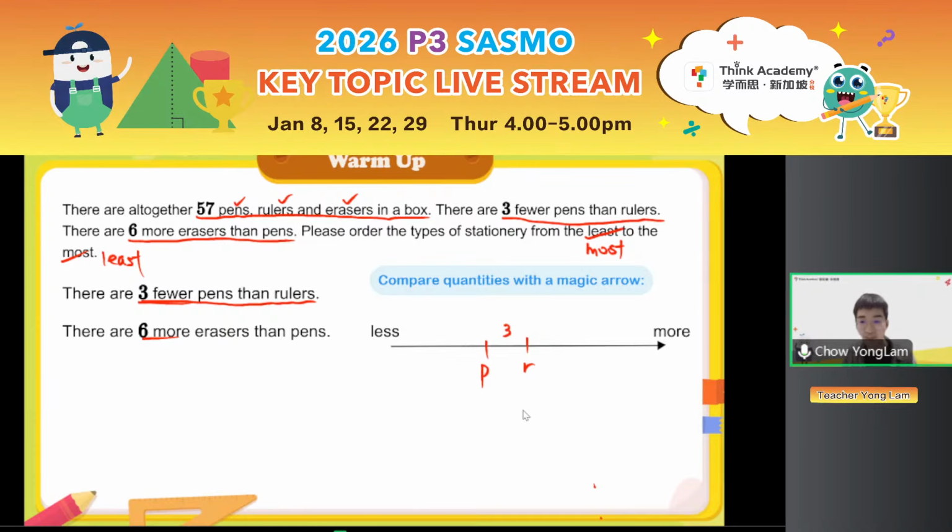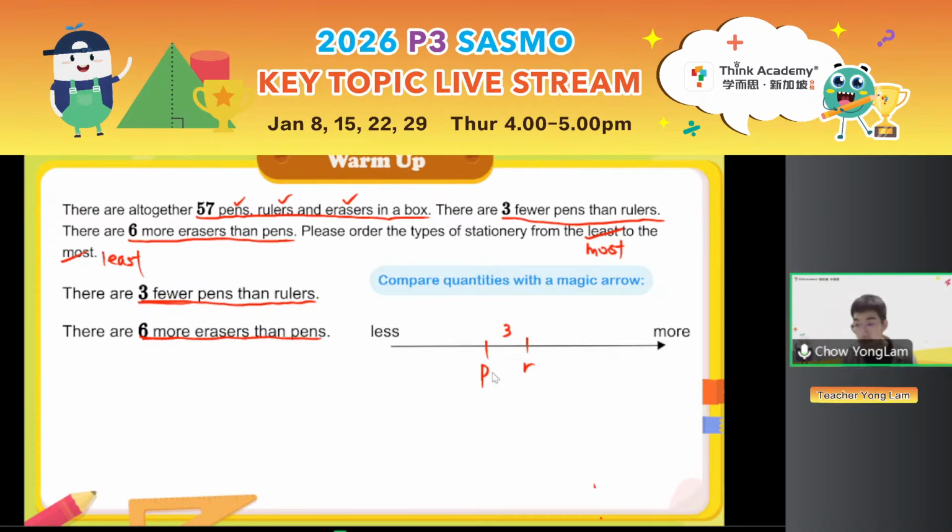This is a 3. Also, there are 6 more erasers than pens. Wow, eraser is also more than pens. So erasers more than pens. It should be on the right. But then, should I put eraser here, A, or eraser here, B? What do you think? Would you put the eraser at A or B? It's more than pens, of course. I put it on the right, but would you put it at A or B? That's right, you put it at B. Here's the reason why. Right, good job, everybody.